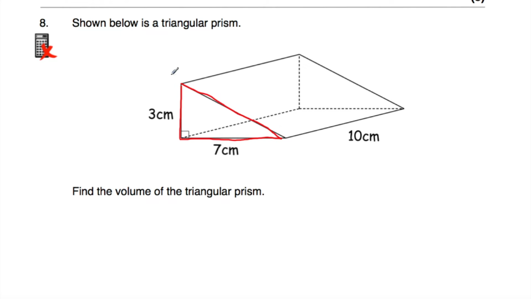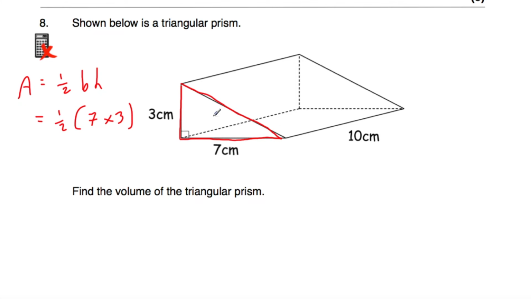So we want to find the area of this cross section, the triangle. And once we find the area of the cross section, we can then multiply by the length of the prism, which is 10 centimeters. So let's find the area of this triangle. The area of a triangle is equal to half the base times the height. So we're going to do a half of the base times the height, so it's going to be 7 times 3. Now remember, you could do half of 7, which is 3.5, and then times it by 3. Or you could do half of 3, which is 1.5, and then times that by 7.